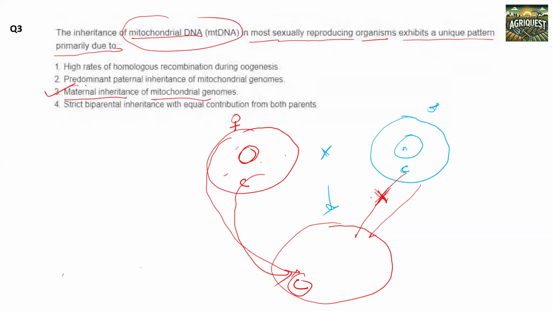Because the paternal type of inheritance generally does not happen. Primarily, if used, then this is the correct answer. If it were used either way, mitochondrial DNA could be transferred from both parents.